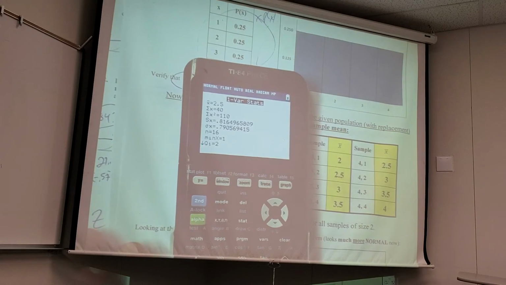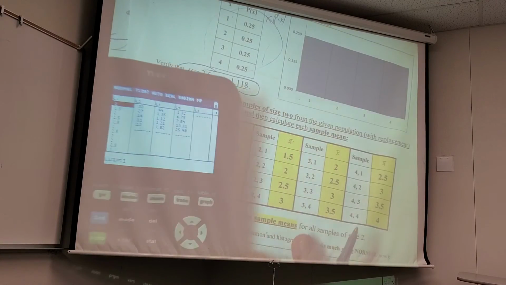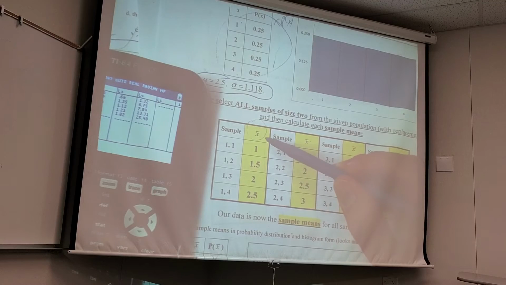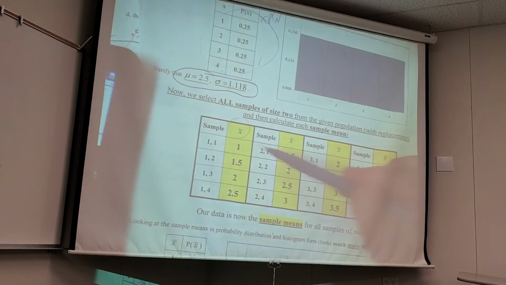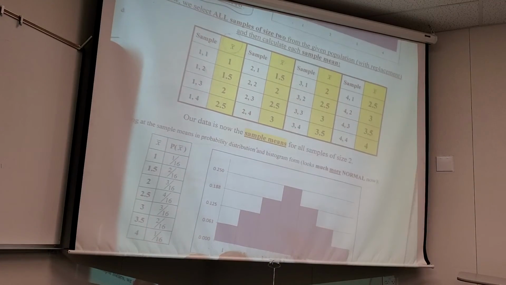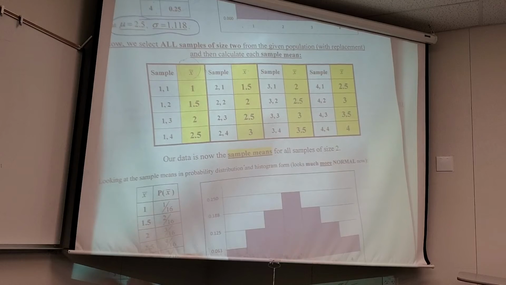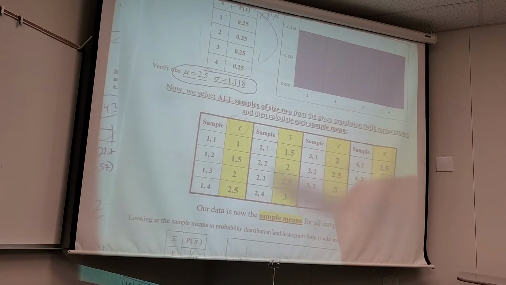Yes? Show me your chart. What am I doing? What's my new data going to be? The sample means. So everything in yellow, I'm putting in. So that would be what I plot on the picture. Not individual pieces of paper, but averages of 2 slips of paper. So my new data is now all of this.